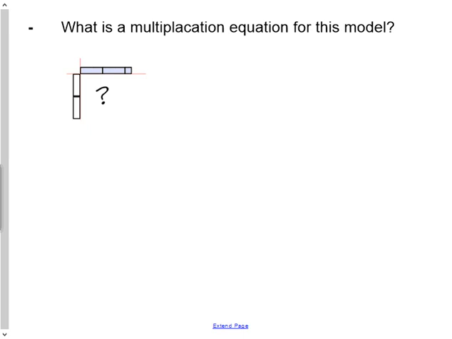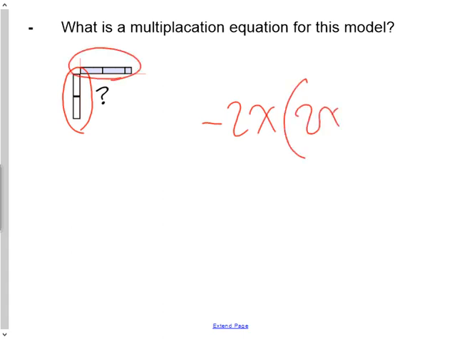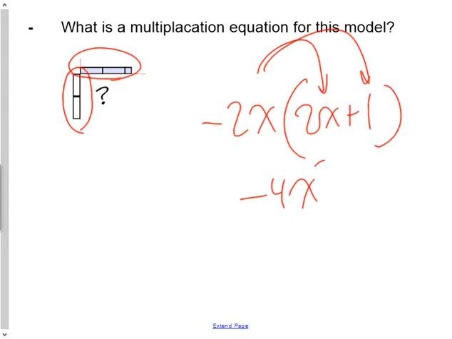Your next question says, what's the multiplication equation for this? So we'll start with the monomial first. Negative 2x multiplied by 2x plus 1. If I use distributive property to figure it out, I'll have negative 4x squared minus 2x. And if I was actually to fill it in here, that's what I would end up with, negative 4x squared minus 2x.